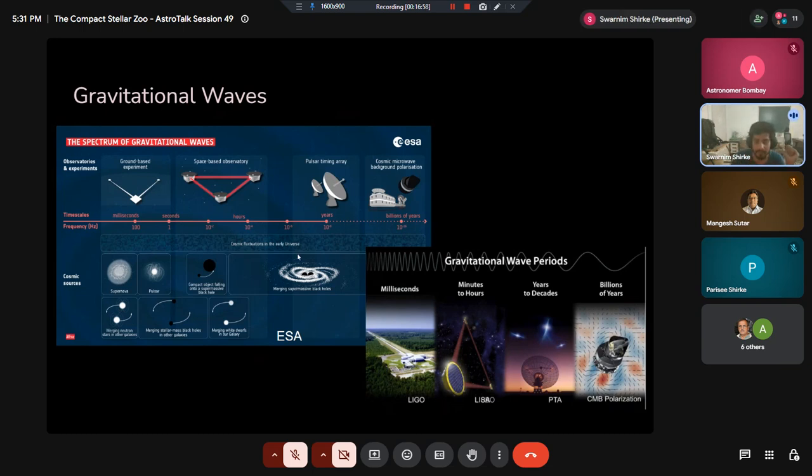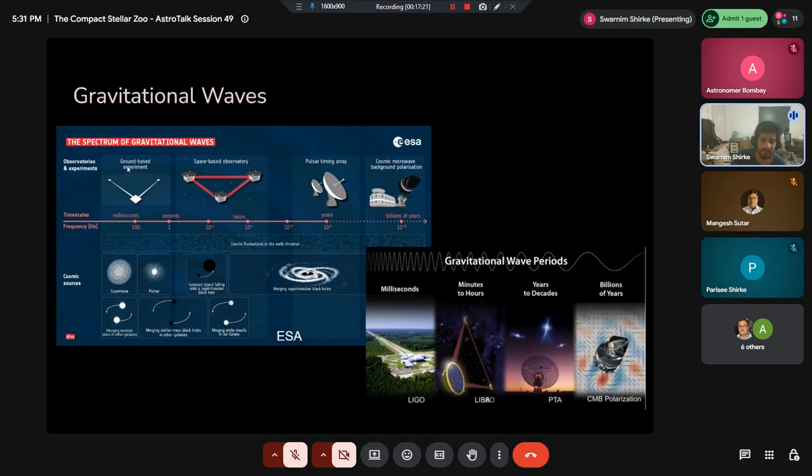As you can see, the frequency is basically reducing on the right hand side. This is the ground-based experiment that I showed, the LIGO one. But if you want to go to longer timescales or lower frequency, you need to go to space. And at even longer timescales, you need to use some interesting techniques to map these gravitational waves.